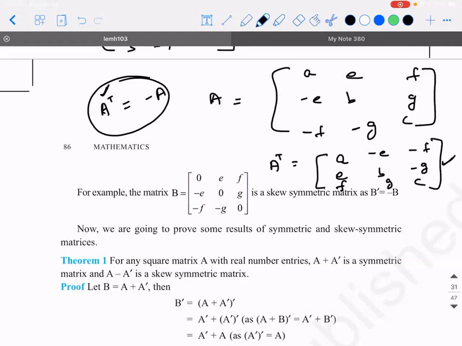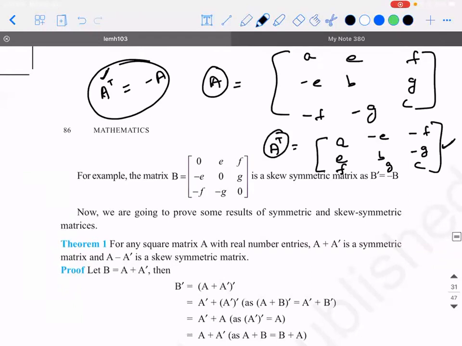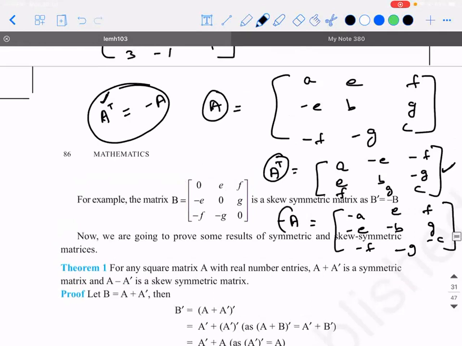But for me to call this matrix A a skew symmetric matrix, the transpose should be the negative of the original matrix. So what is the negative of the original matrix? Minus A, minus B, minus C. But everything else, if you observe, E, minus E, F, minus F, G, minus G. Negative of A and A are almost looking the same. But what is the difference? What is happening to the diagonal elements? The sign is different. The sign is changing, right?